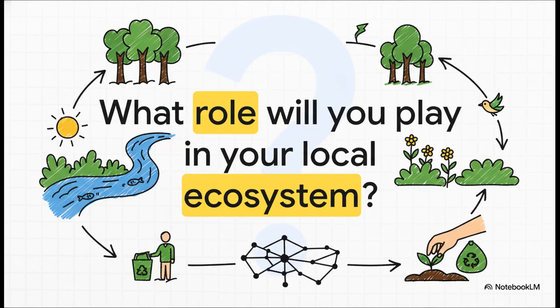So I'll leave you with this final thought. Now that you can see that web of connections in your own backyard, or the park down the street, or the river that runs through your city, what role are you going to play? What's one thing you can do to help maintain that delicate balance?